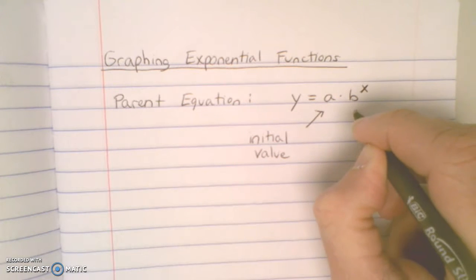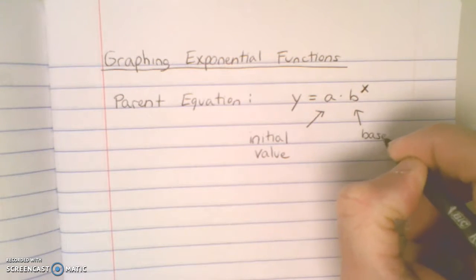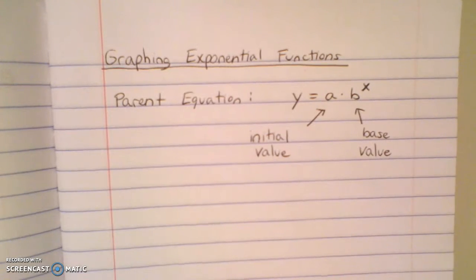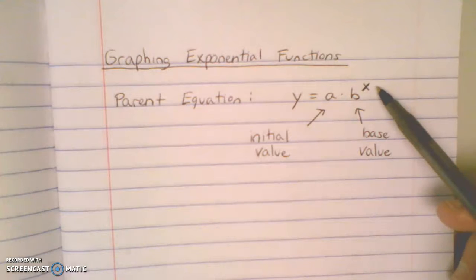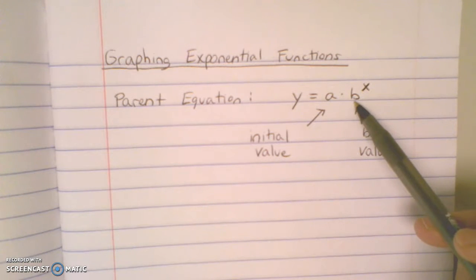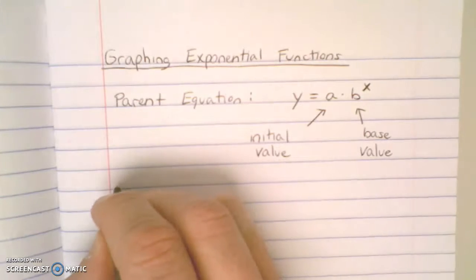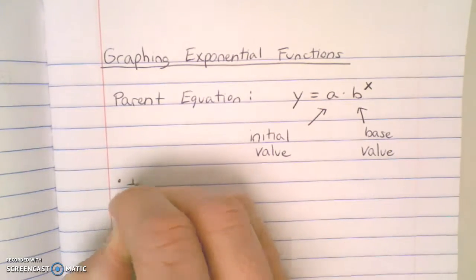And then b is your base value. That's the number that you're multiplying by each time. So if that number is larger than 1, you have a growth where it's increasing. If that number is greater than 0 but less than 1, you have a decay, or decreasing. So the equations you'll see will have x in the exponent, some number that's being multiplied, and then sometimes an initial value, but sometimes that number might be 1 and it won't be written.